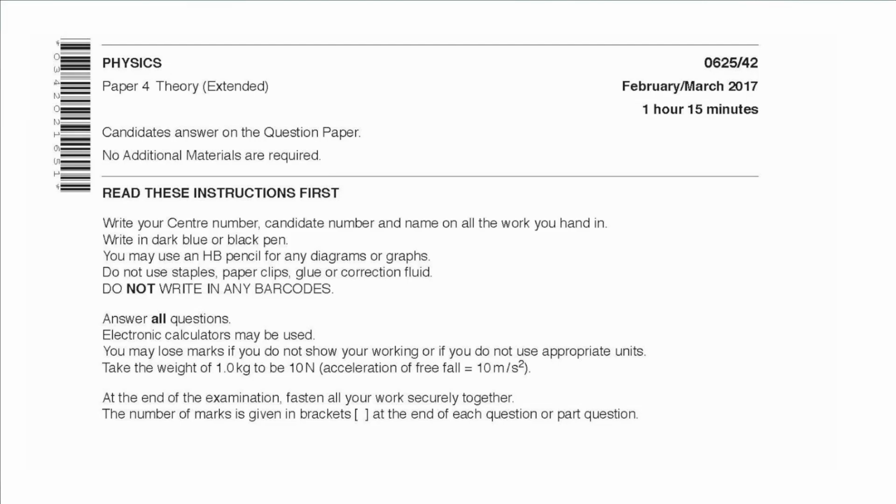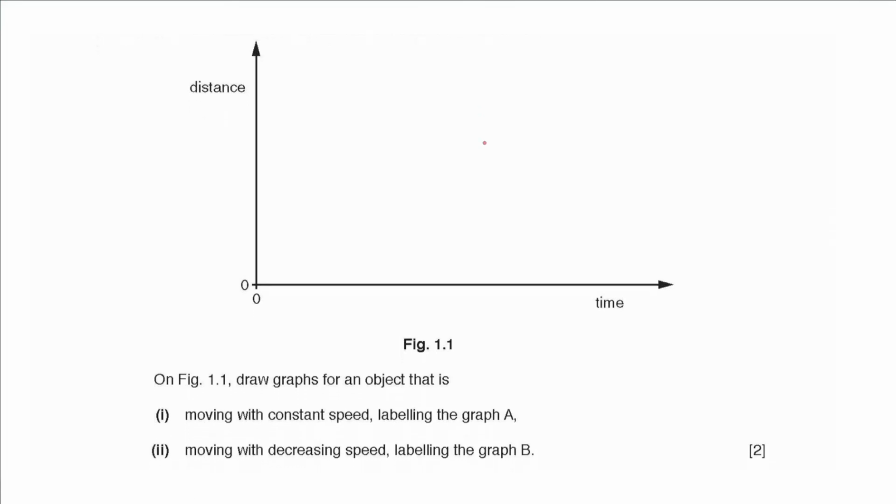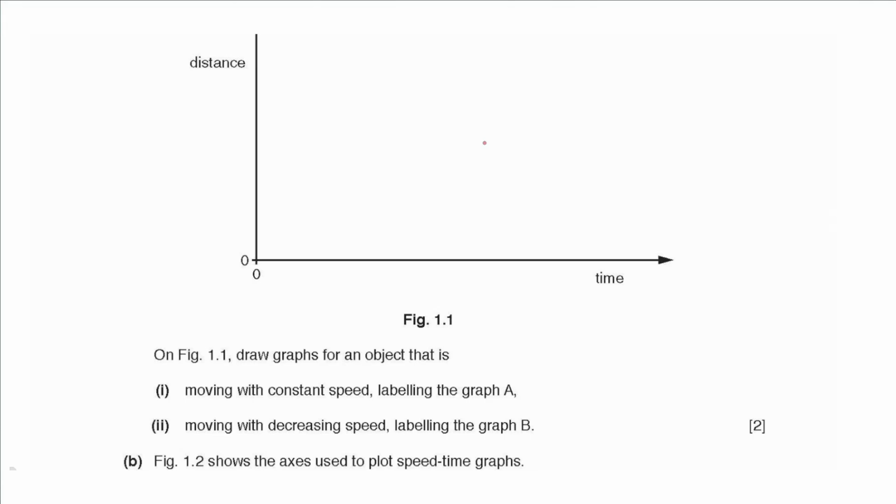In this video I will be solving the exam paper for February-March 2017. So let's get started. Question 1 says Figure 1.1 shows the axes used to plot a distance-time graph. On Figure 1.1, draw graphs for an object that is moving with constant speed and label this graph A, and another one with decreasing speed and label this one B.